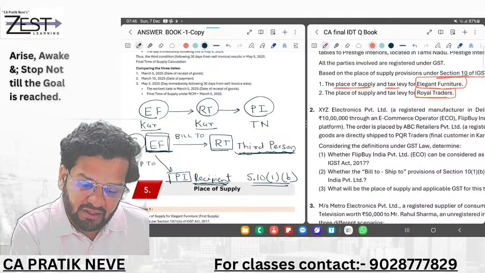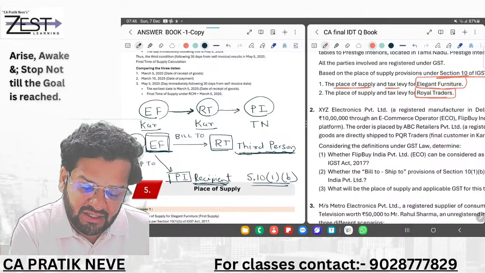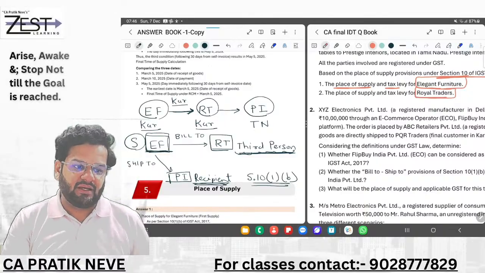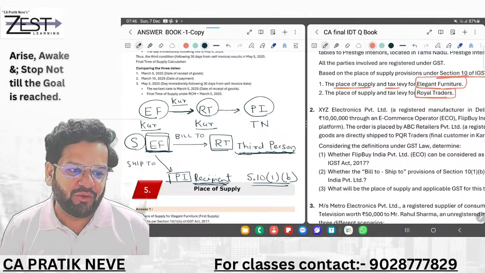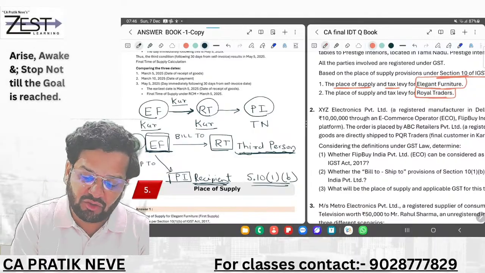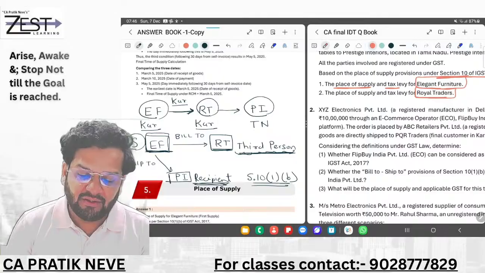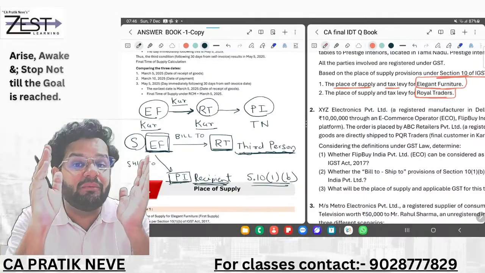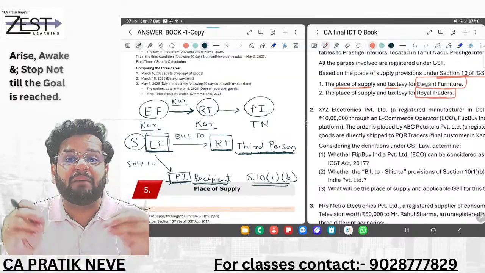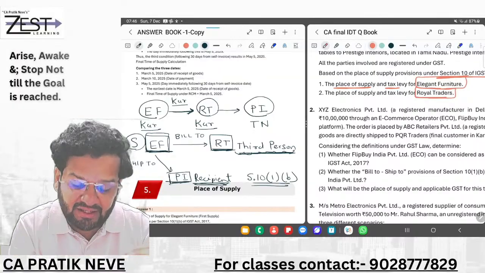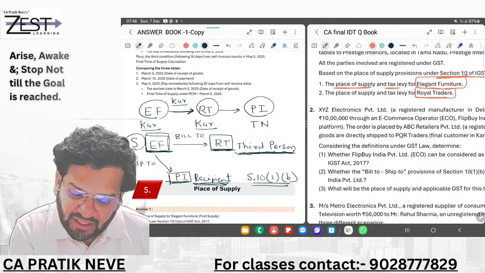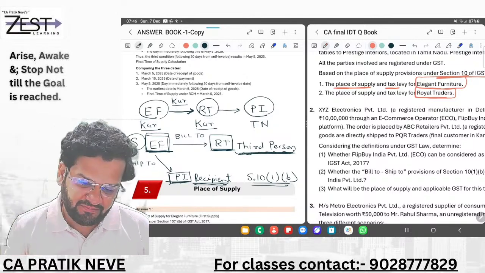So basically, between EF to RT, the place of supply will be Karnataka. Ask me how it will be Karnataka, because it is the location of RT. So when the goods are physically received by PI, it will be deemed that they are received by this RT, and place of supply will be the location of that third person.